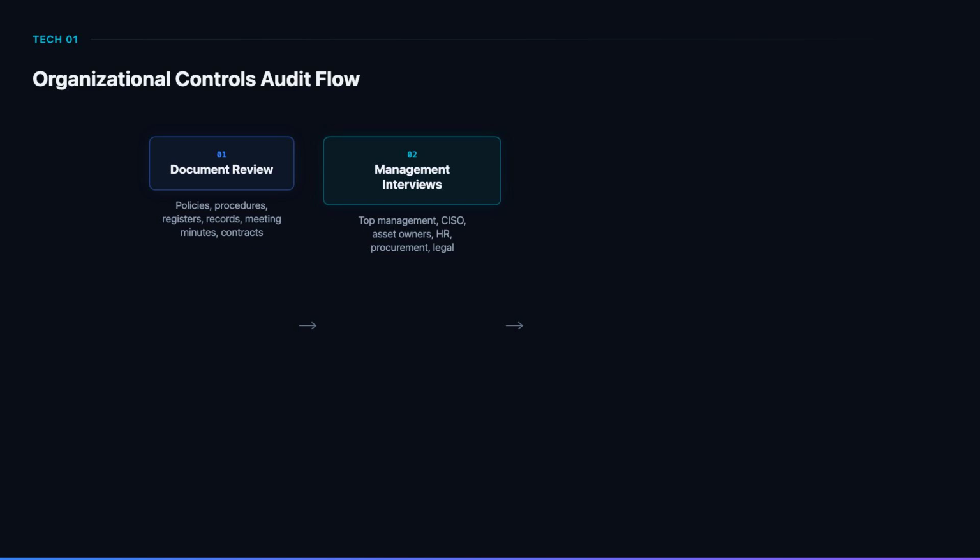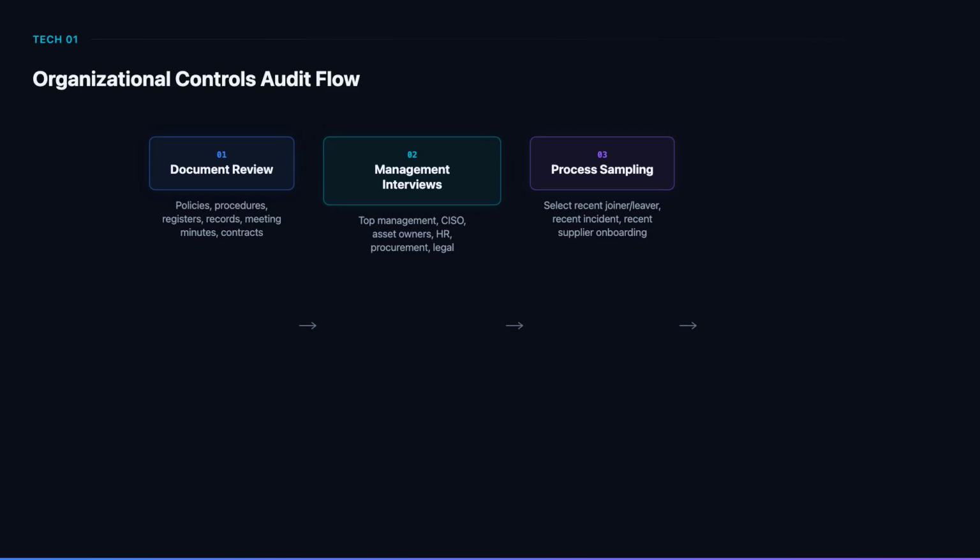Interview the CISO about policy implementation challenges. Talk to asset owners about their responsibilities. Engage HR about screening and termination processes, procurement about supplier security, and legal about compliance obligations. Management interviews reveal whether governance is real or only on paper.